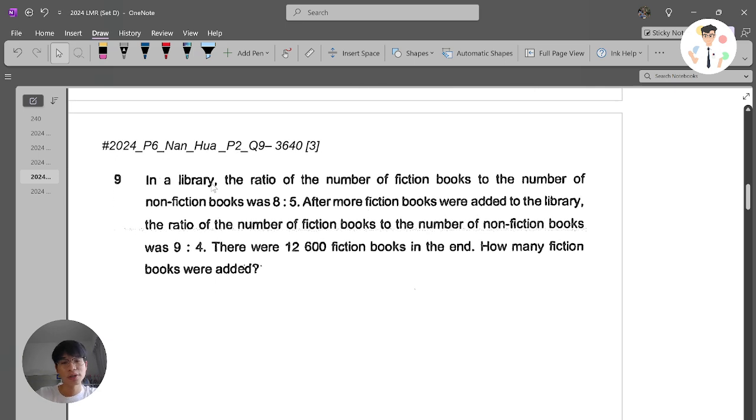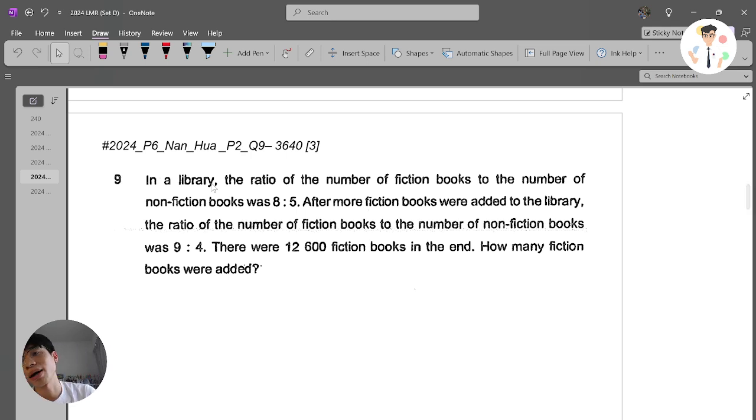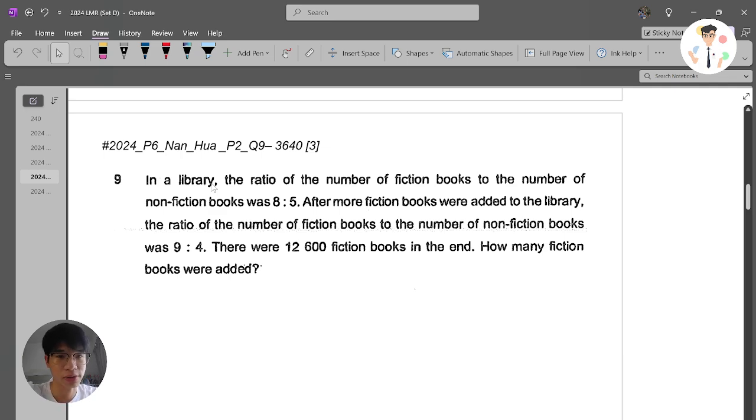Okay, the next question is on Nanhua Paper 2, and this is on question number 9. It's a 3-mark question. Okay, let me just charge my computer.